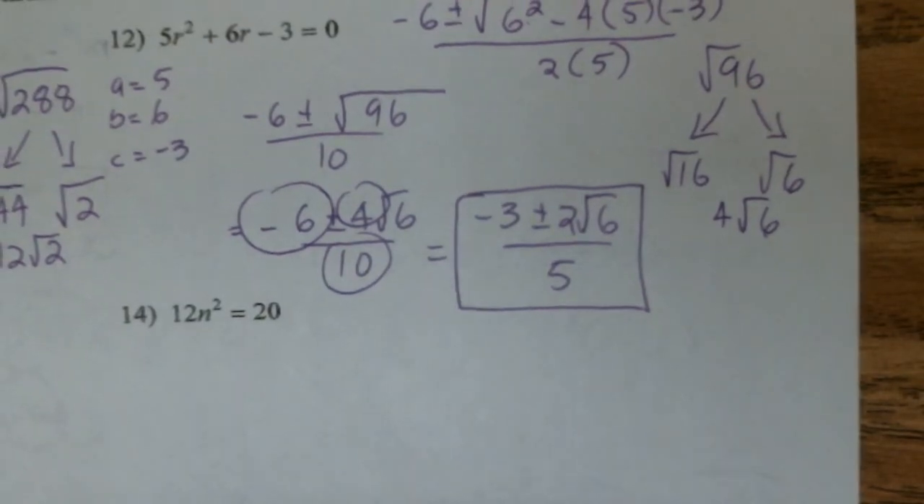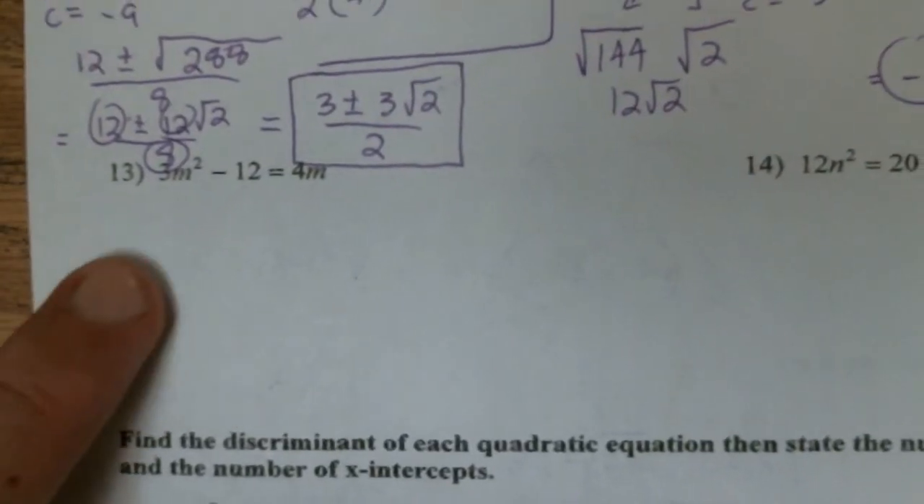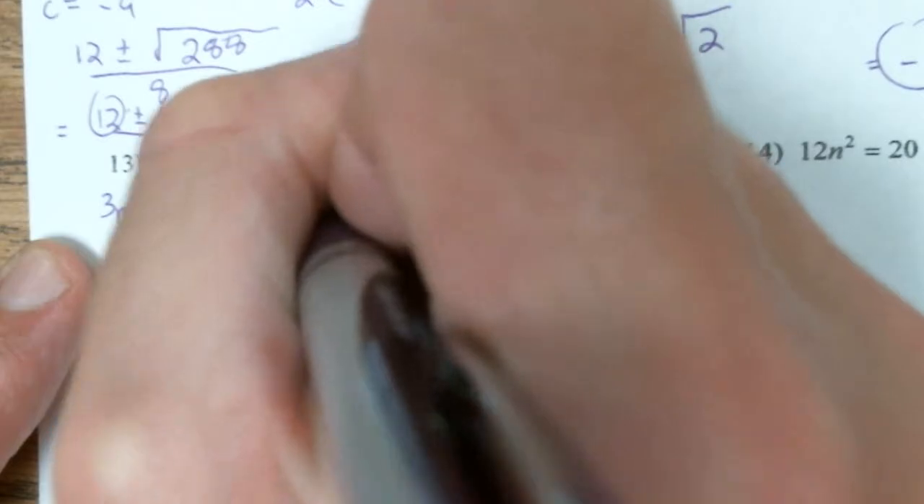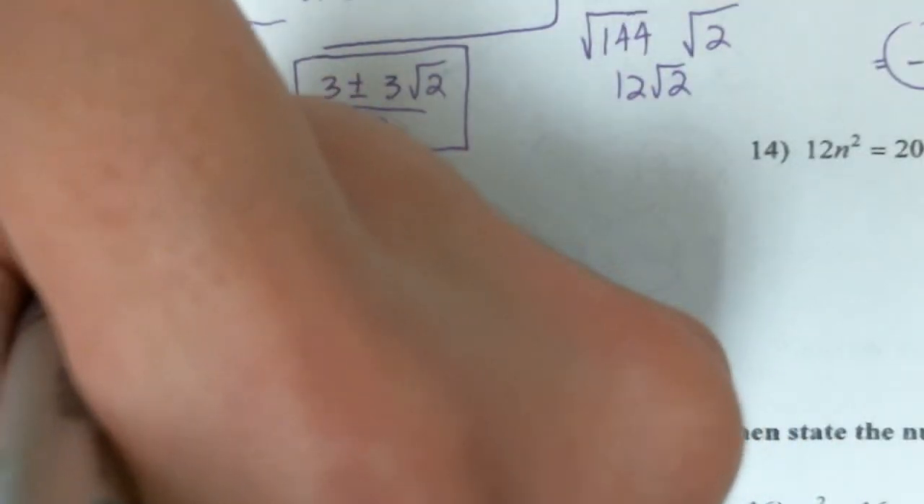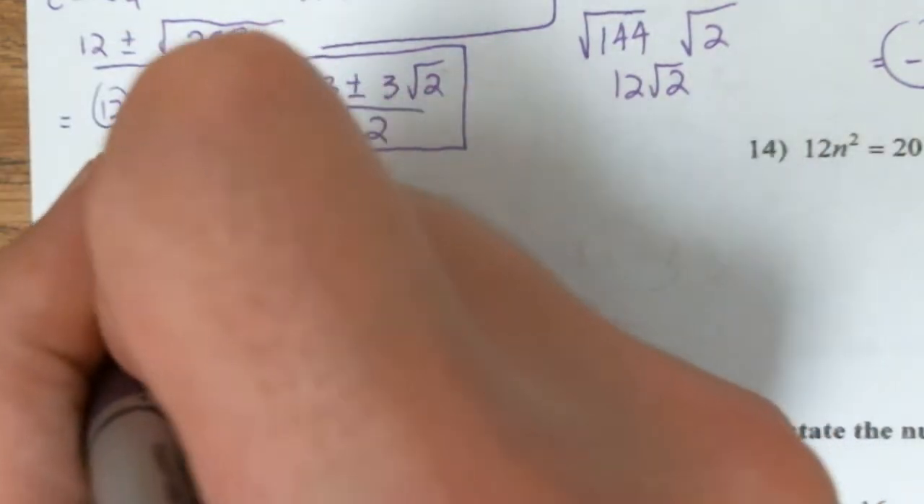Okay, let's keep going here. Let's keep going. 13, we're not in standard form. Let's move that 4m to the other side. That's going to be 3m squared minus 4m minus 12. My a is 3, b is negative 4, my c is negative 12.